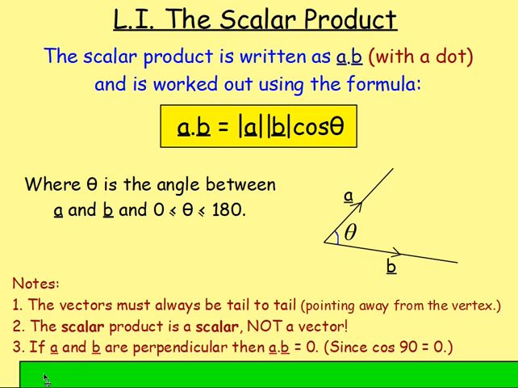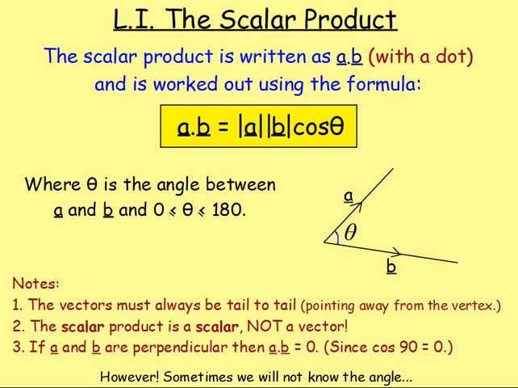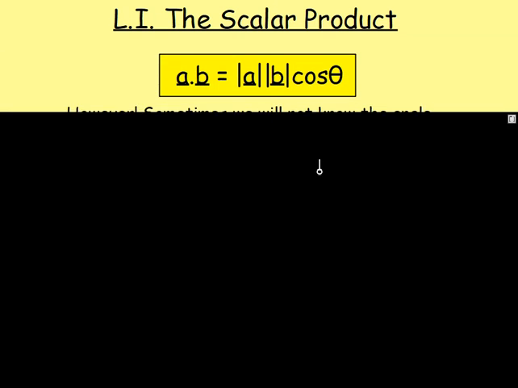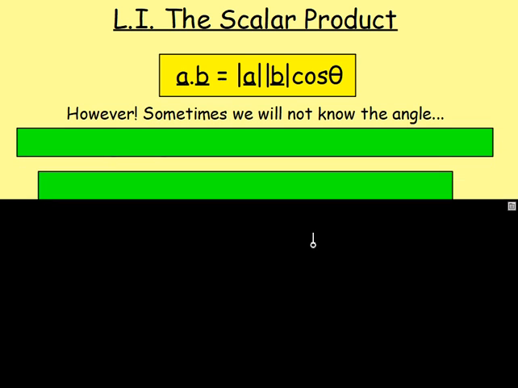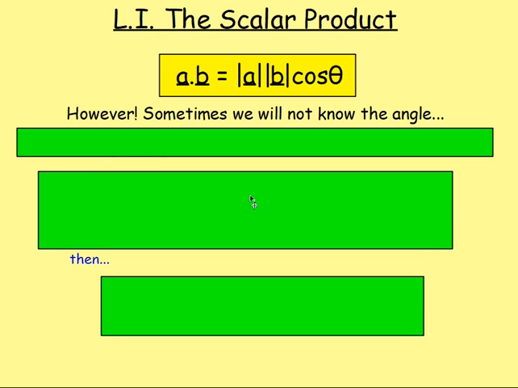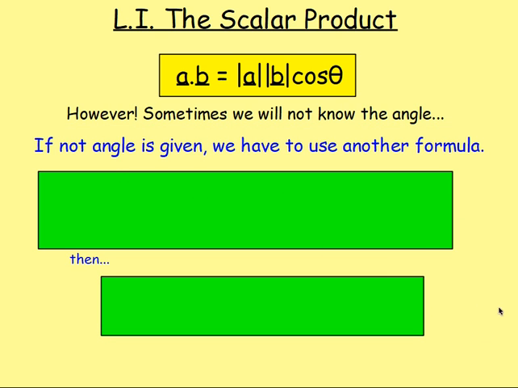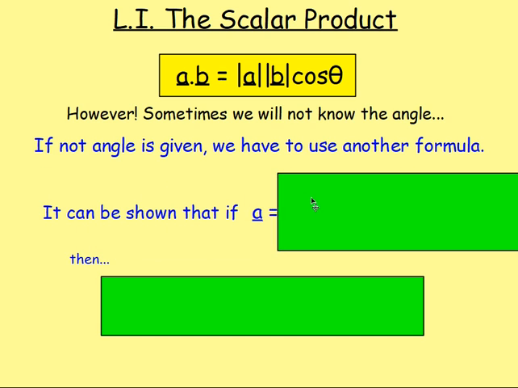Sometimes this is the formula you would use, but a lot of the time you may not have the angle. So you may have your two vectors but not know the angle between them, and in that case, we're going to have to do something else. So that is the formula that we just had. As I said, sometimes you do not know the angle, so we're going to have to use a different formula. Imagine if you had two vectors in component form.